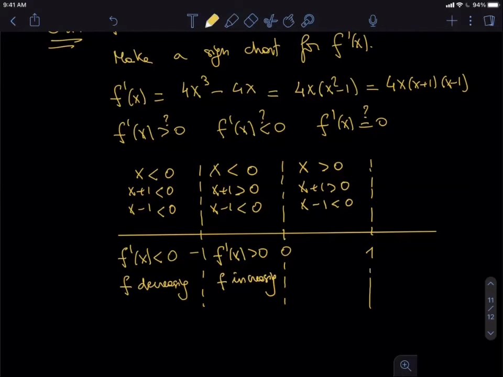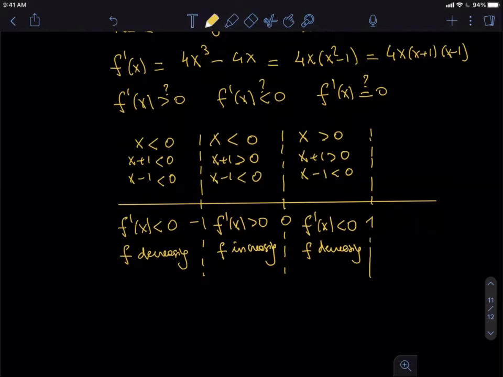So now I have x times x plus 1, x minus 1, and I have 2 positive and 1 negative. So it's positive, positive, negative. So f prime of x is negative. So f is decreasing.